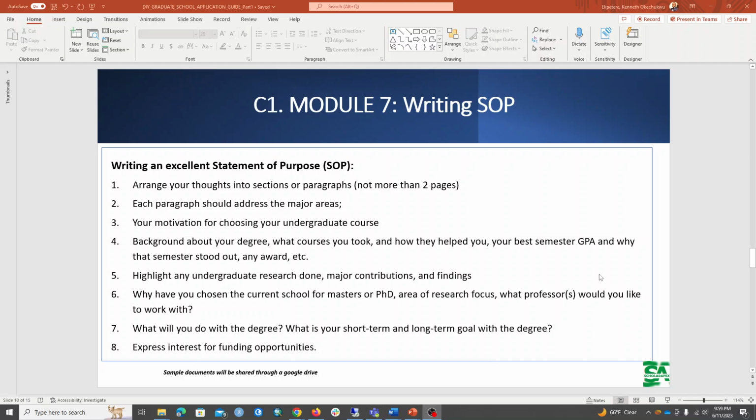Hello, welcome to Module 7, Chapter 1. We're going to be talking about the statement of research purpose. How do you write an excellent SOP, right?